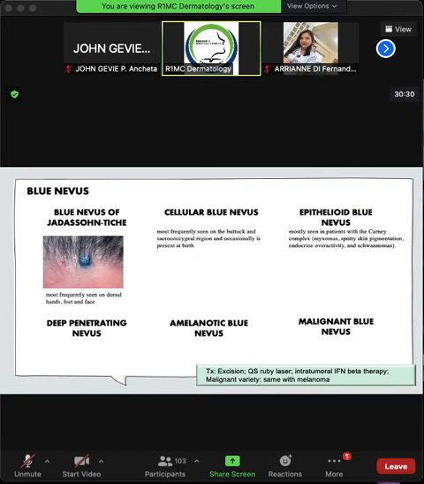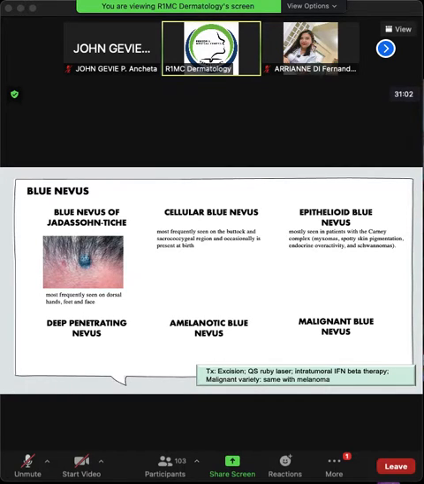So another is your blue nevus. In general, these are well-defined blue papules and nodules. So we have your blue nevus or common blue nevus. We have your cellular blue nevus, most frequently seen on the buttocks and sacrococcygeal region. We also have your epithelioid blue nevus, your deep penetrating nevus, your amelanotic blue nevus, and your malignant blue nevus.